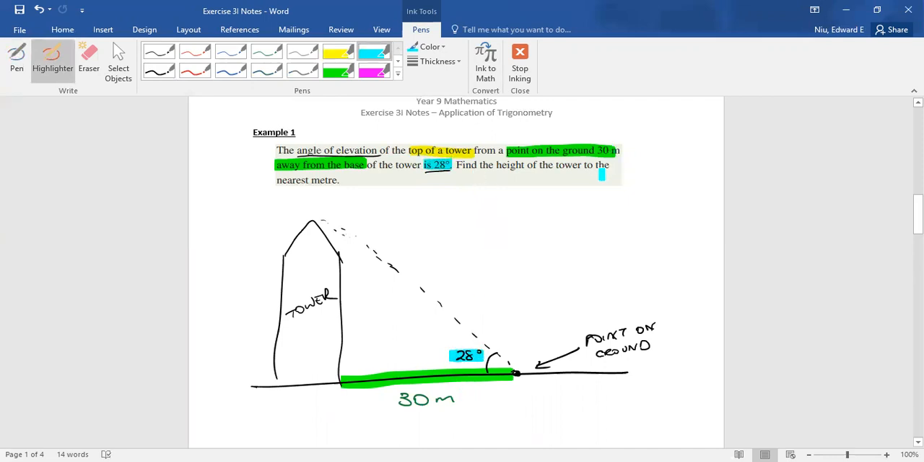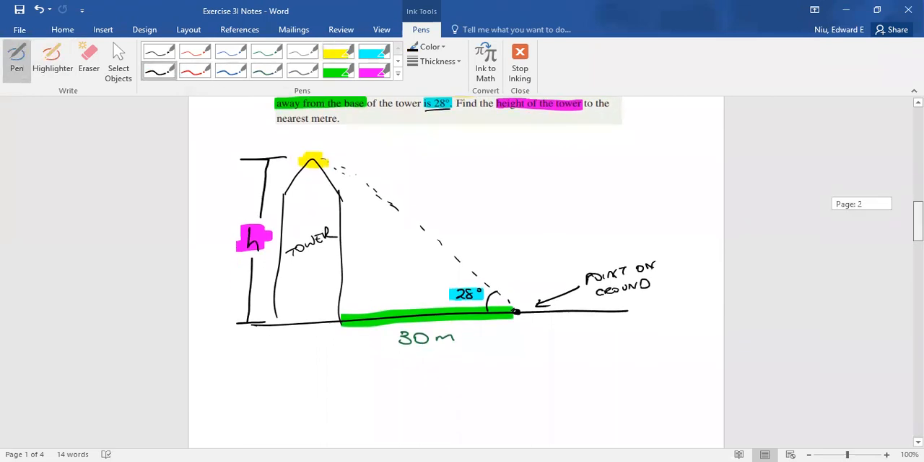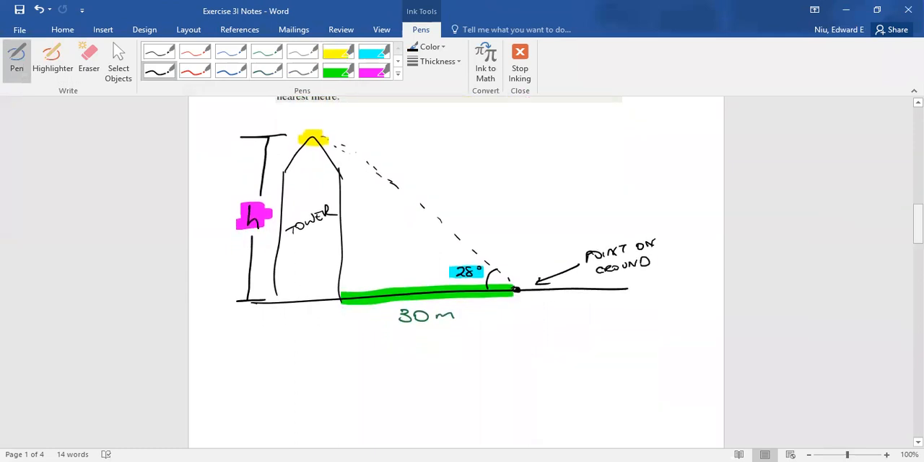All right, find the height of the tower to the nearest meter. So what we're trying to find is the height. If we highlight that, height of tower, we have H. I hope the information we've gotten so far is making sense. So that point there is the top of the tower. What we need to do is see if we can see the triangle. From my brilliant artistic drawings, can you see the right angle triangle that we're dealing with to find the tower?